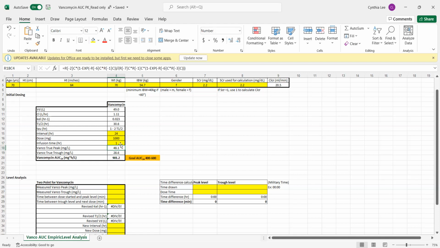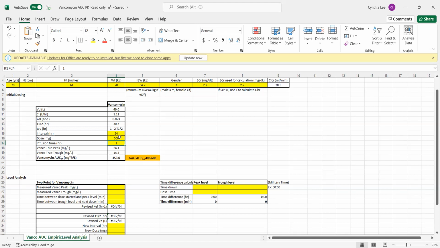Now it calculates automatically what anticipated AUC you're going to get with this dose. Well, it's so much over the goal, right? So you have to keep playing with the dosing or the interval, right? So let's say we'll do 750. A little bit closer, let's say 500. Still a little bit supratherapeutic, okay? So we need to decrease the dose a little bit more. So 450, now it's perfect, right?